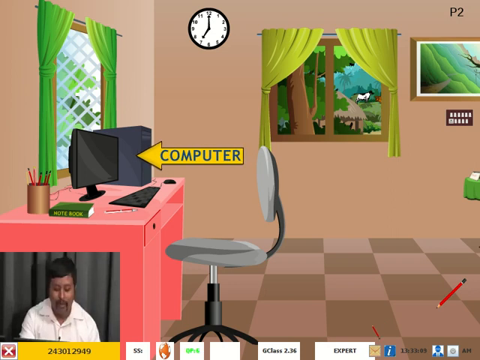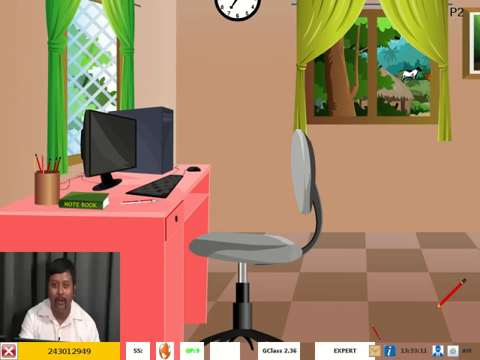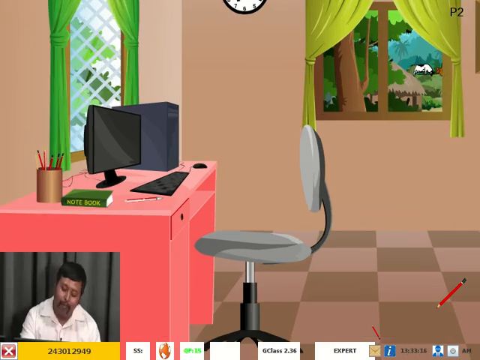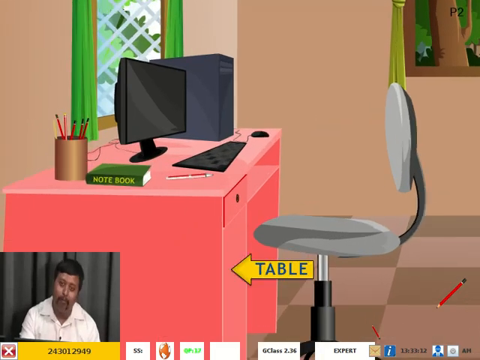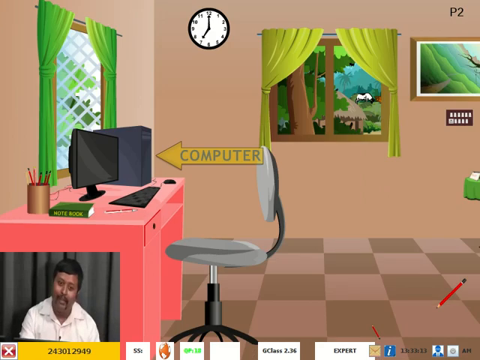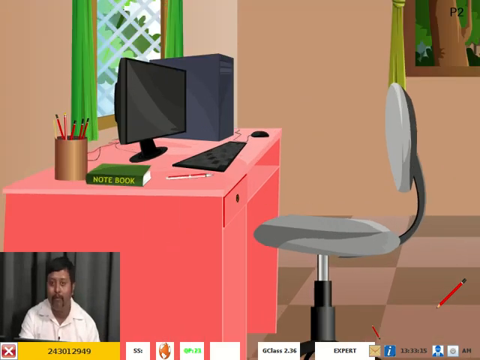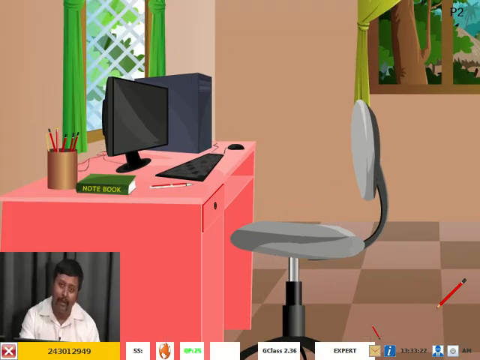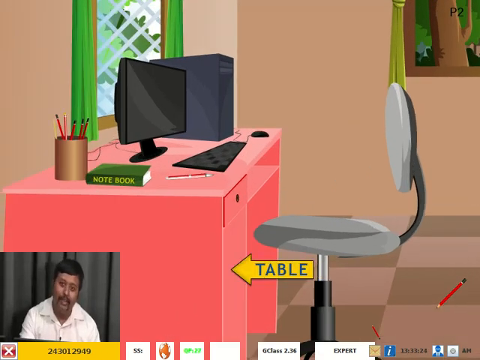Well, a computer cannot stay floating in the air. It has to be on something. So what is this on? It's on a table. So next up is what? Table. Okay? So what is a table? It's the name of an object. It's the name of a furniture. So table is again the name of an object.